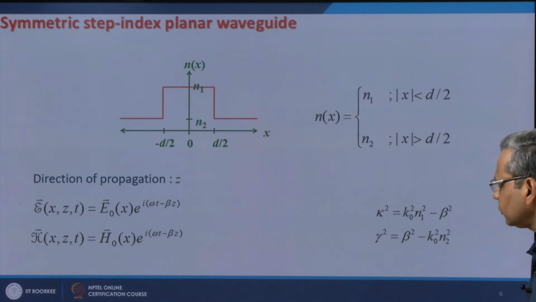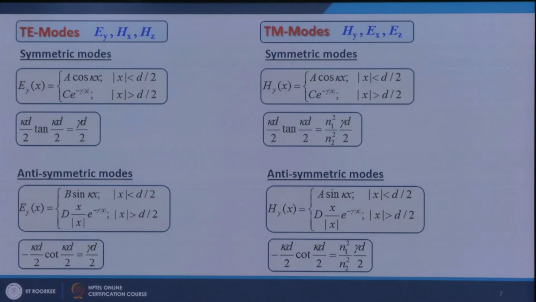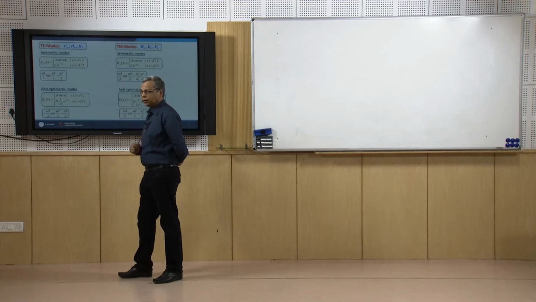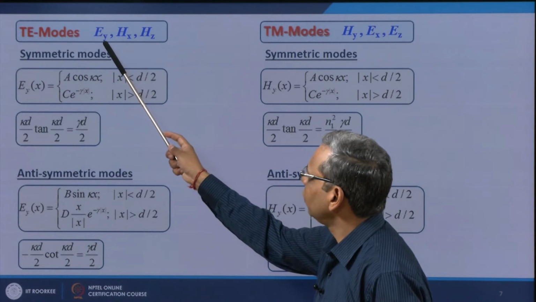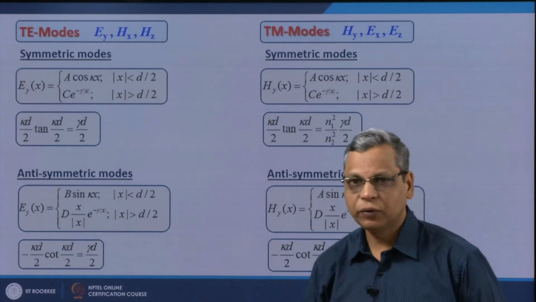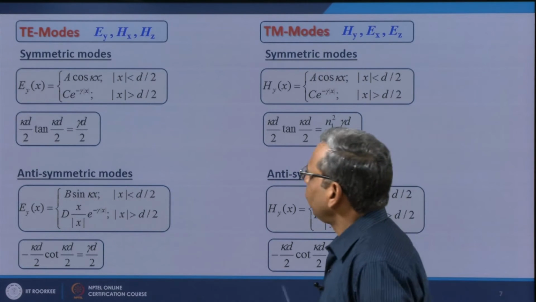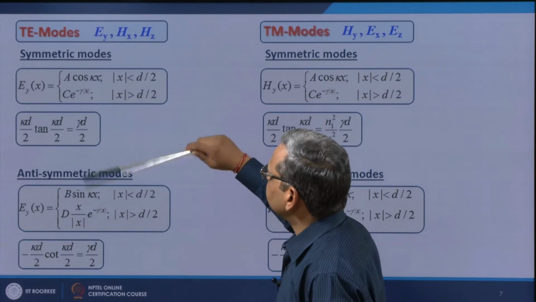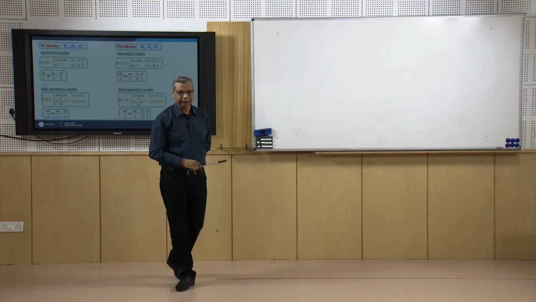We define kappa and gamma as kappa square is equal to k naught square n1 square minus beta square, and gamma square is equal to beta square minus k naught square n2 square. So, when I find out the guided modes, there are TE modes and TM modes. For TE modes again I have non-vanishing components Ey, Hx and Hz, and if I solve the differential equation for Ey, then I find that I can further categorize these modes into symmetric and antisymmetric, because the structure is symmetric about x equal to 0.